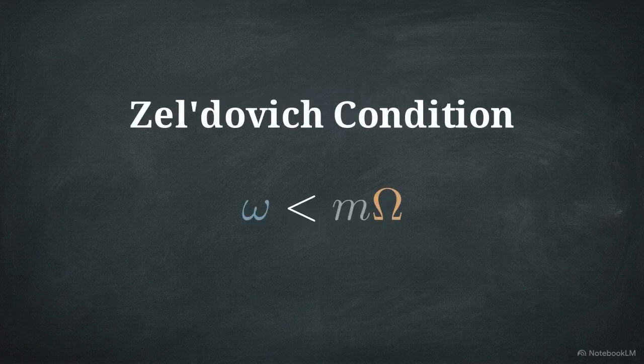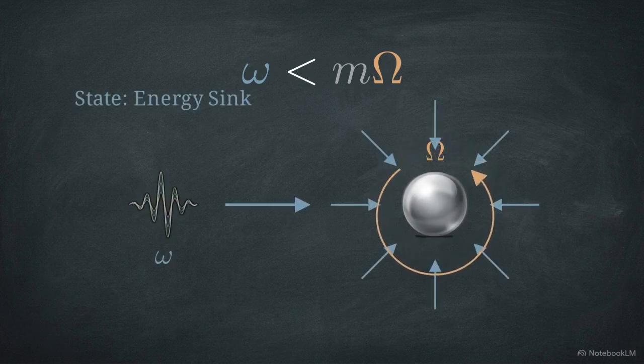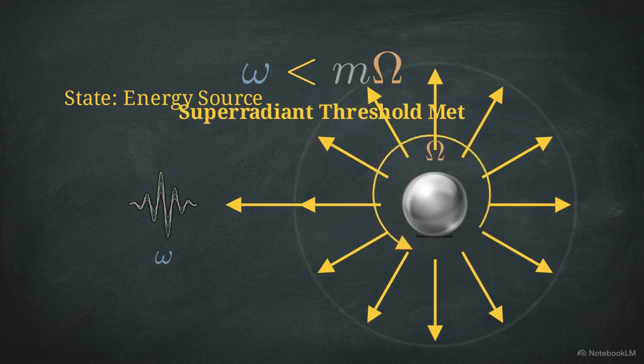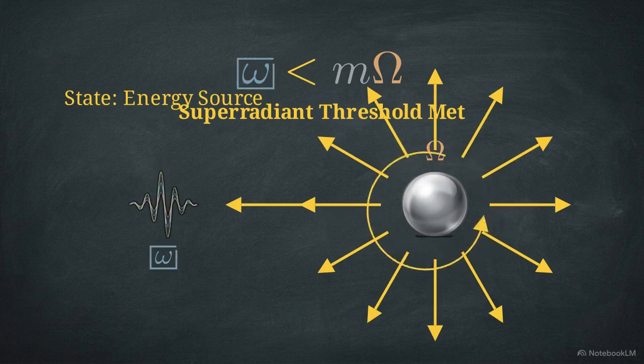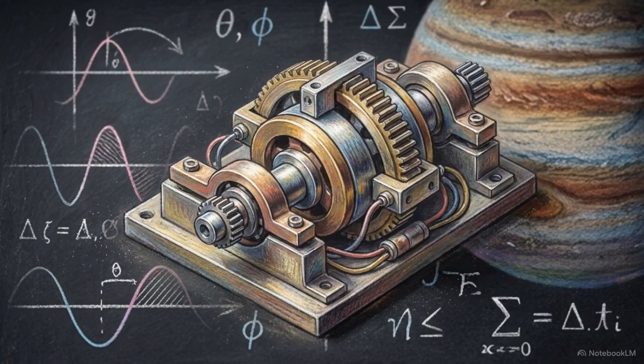This equation represents the condition for rotational superradiance, theorized by Yakov Zeldovich. It defines a threshold where an object rotating at extreme velocities actively amplifies an incoming electromagnetic wave. The angular velocity of the mass, omega, must exceed the incoming wave's frequency, little omega. Testing this mathematical boundary in a laboratory presents an immediate physical limit.